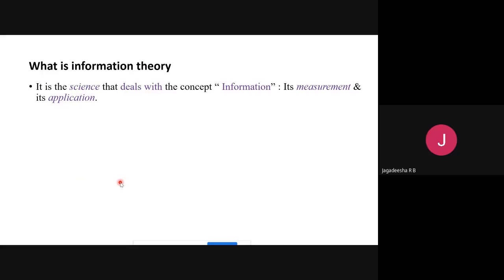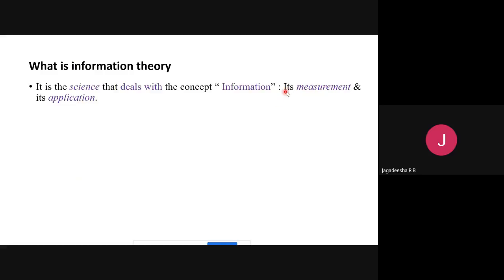Now, what is information theory? This is the title of the course, Information Theory. So what is information theory? It's a science that deals with what? The concept of information. We saw what information is. Information is nothing but a message that gives you some knowledge and you can understand that. So information theory deals with information, of course, and its measurement and application. In this course, we will be seeing these two parts, that is, measurement and application.